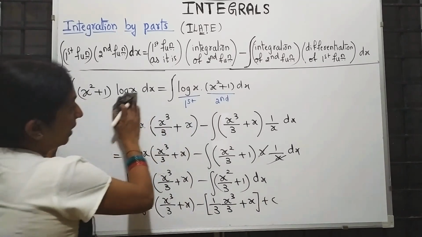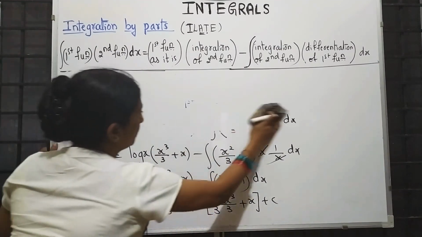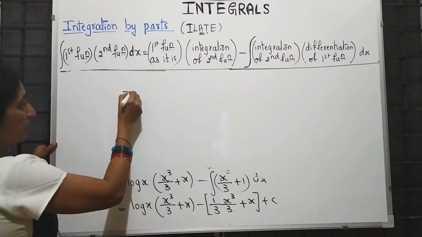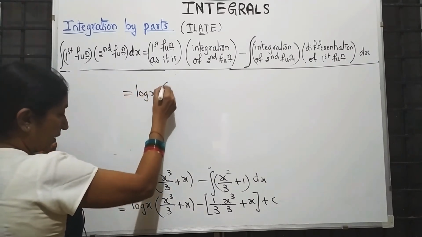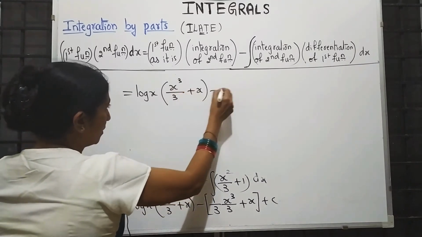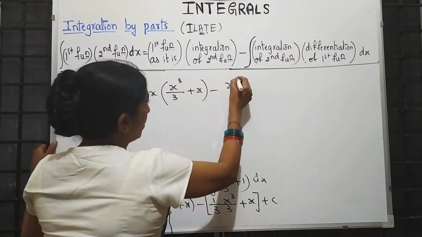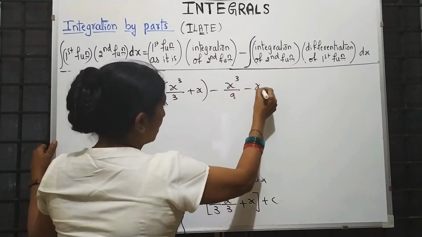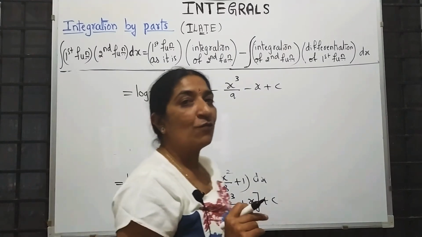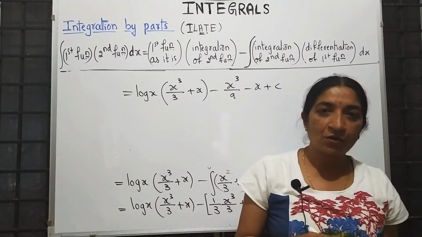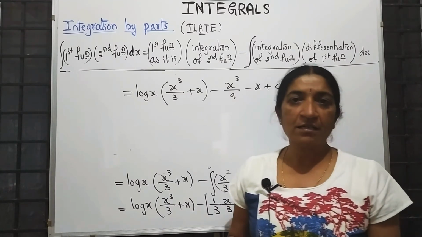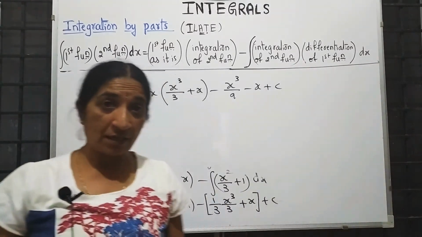See, if you want you can remove the bracket and write down. This is log x in the bracket x cube upon 3 plus x minus x cube upon 9 minus x plus c. See, are all the sums interesting or what? Yes. Now we are moving to another important concept. I will give one important formula that is very important for CET and theory, and wherever necessary I will give some hints also.